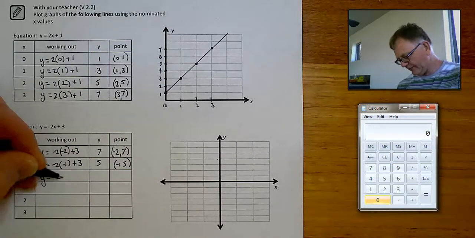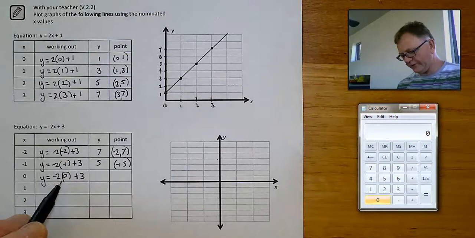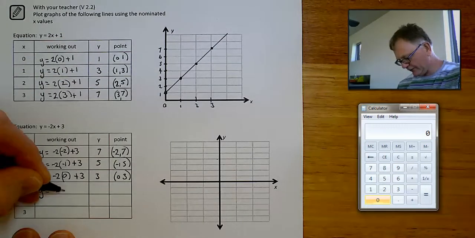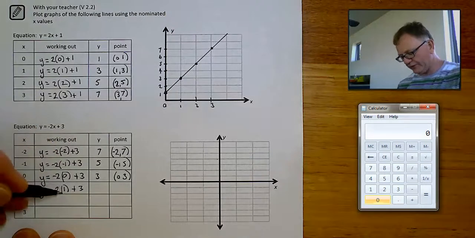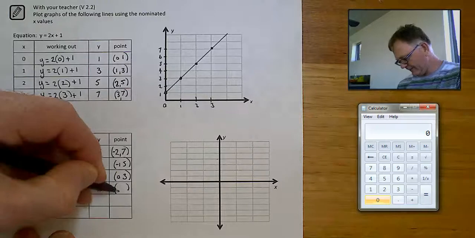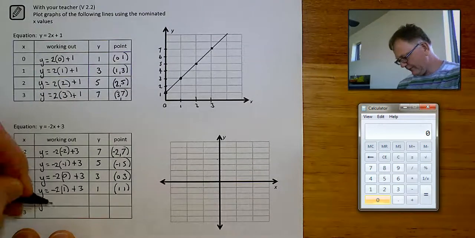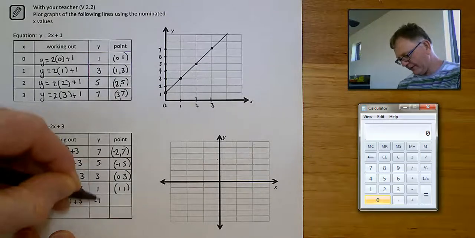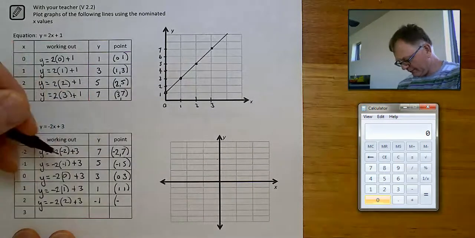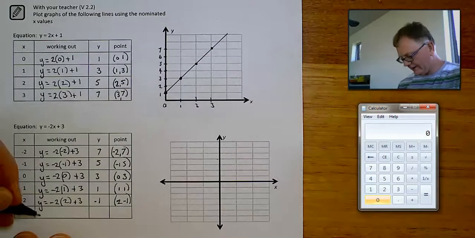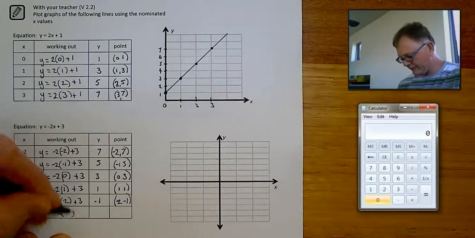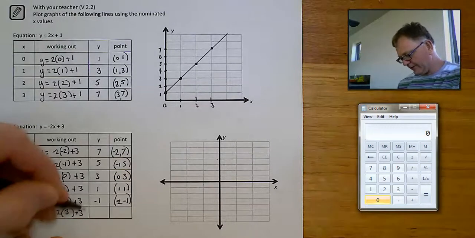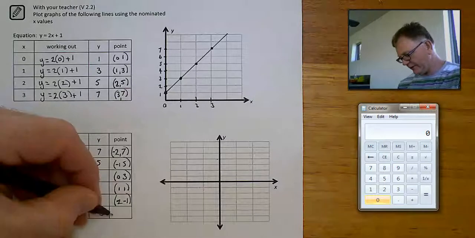When x equals 0, y equals negative 2 times 0 is 0 plus 3 is 3. There's another point on our graph. When x equals 1, y equals negative 2 times 1 plus 3. So that equals minus 2. Minus 2 plus 3 equals plus 1. The point (1, 1) is on the graph. When x equals 2, minus 2 times 2 is minus 4, plus 3 is minus 1. The point (2, -1) is on the graph. And when x equals 3, minus 2 times 3 is minus 6. Minus 6 plus 3 is minus 3. When x equals 3, y equals minus 3.